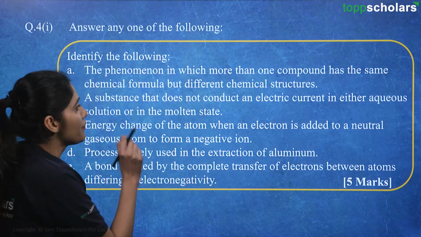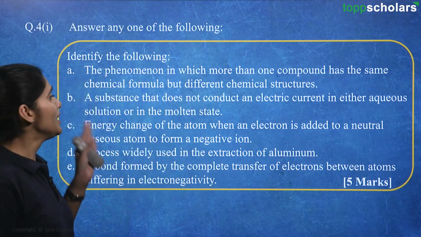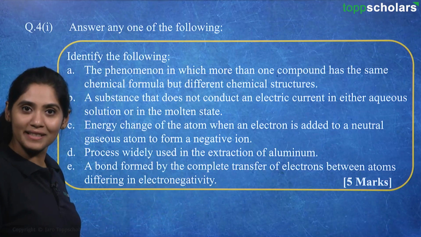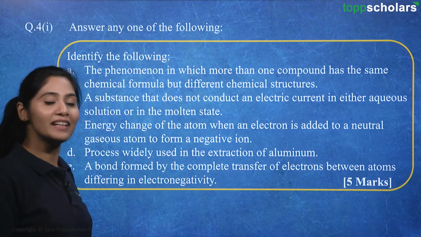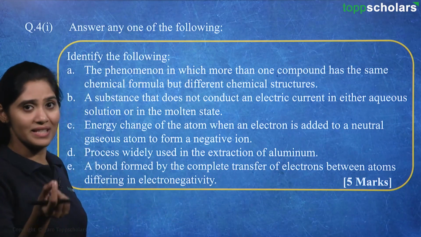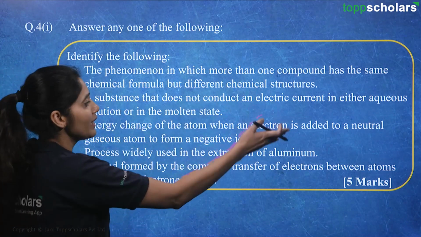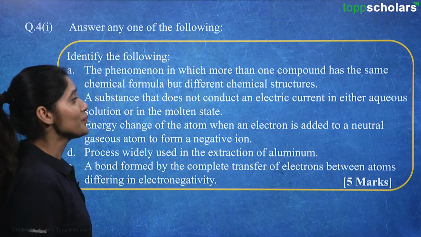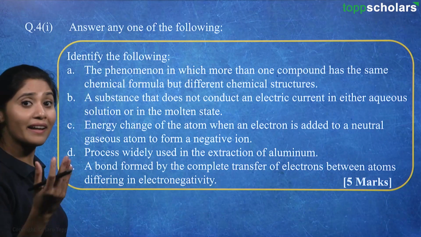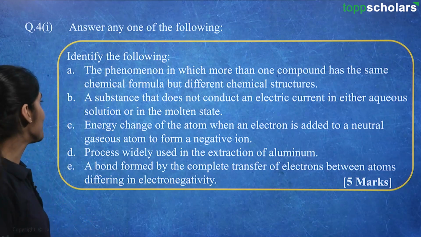The phenomenon in which more than one compound has the same chemical formula but different chemical structure. How easy is that? Isomerism, right? We have studied it a number of times, and just by reading the question, this is the first thing that should come into your mind. B: a substance that does not conduct an electric current either in aqueous solution or in the molten state. What is it? Again, just a single name that you need to remember.